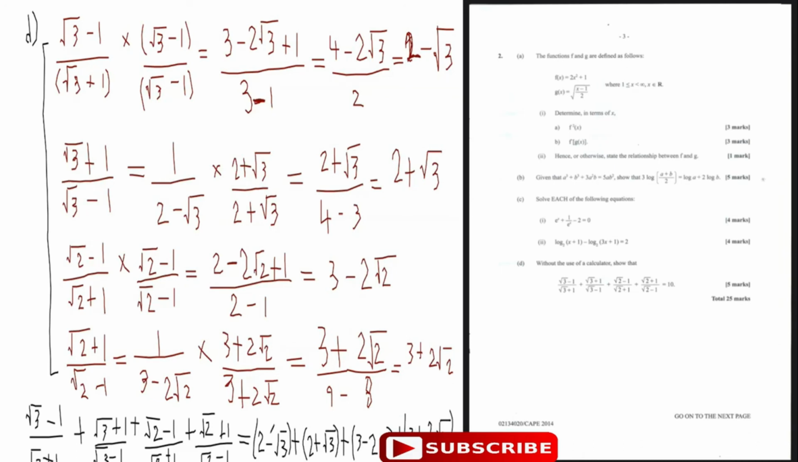As you can see right here, 2 plus 2 is 4, 4 plus 3 is 7, 7 plus 3 is 10. Minus root 3 plus root 3 becomes 0. Minus 2 root 2 plus 2 root 2 becomes 0. And so all of this works out to be equal to 10. So this proves that it works out to be 10. That's a solution for this question.